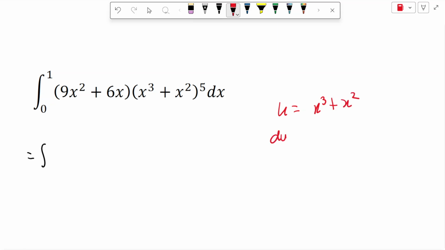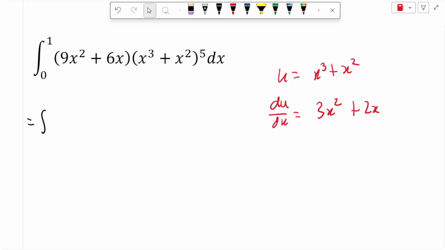And you'll know that you got it right or wrong pretty quickly, because if I work out du dx, it should be the other thing. So 3x squared plus 2x. Oh my goodness, it's not. The other thing is 9x squared plus 6x. What could we do? Well, this thing here is just 3 lots of du dx. Everything's times by 3. So that's fine.